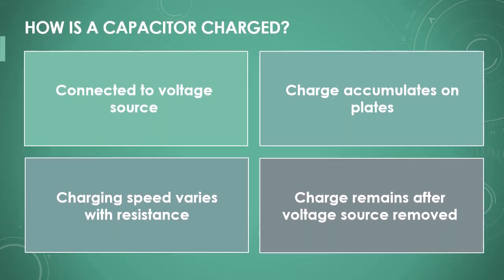When charging, the capacitor is connected to a voltage source. The charge accumulates on the plates until the maximum capacitance is reached. Depending on the resistance in the circuit, the charging process can be faster or slower. Once the voltage source is removed, the charge remains.